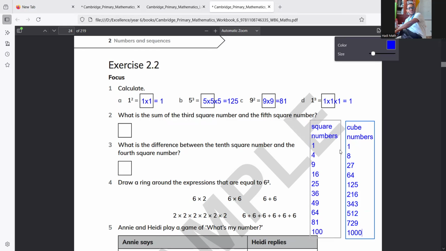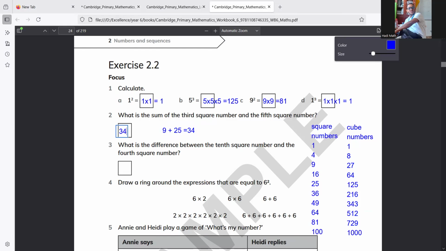So please remember, these are the first 10 cube numbers and these are the first 10 square numbers. When I ask you what is the sum of the third square number and the fifth square number, sum means add. The third square number means 3 squared, which is equal to 9, plus the fifth square number, which is equal to 25. And 9 plus 25 is equal to 34. So your answer here should be 34.